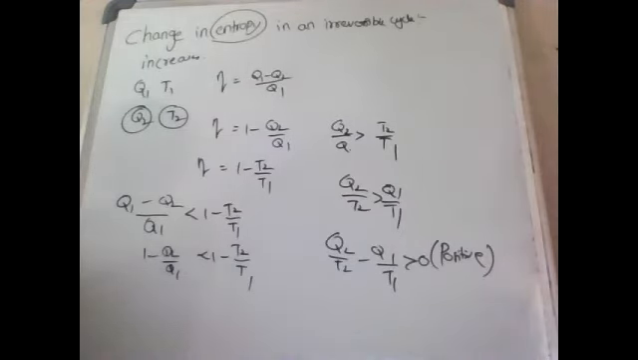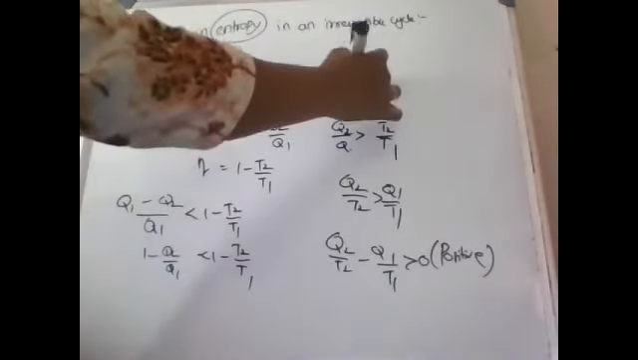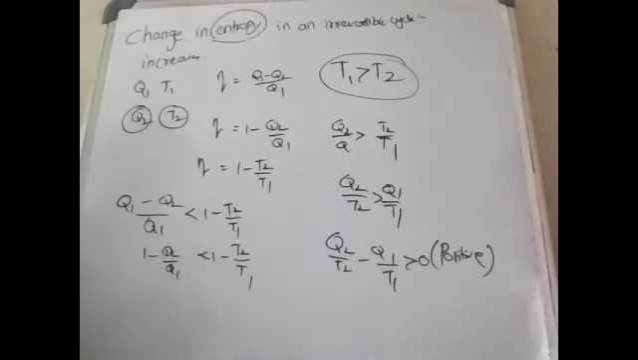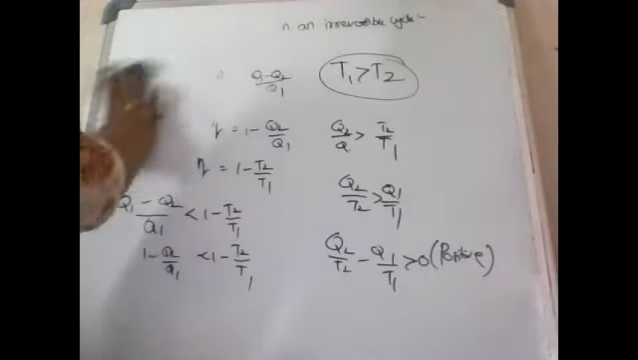So from this last equation, we can say that the entropy of the system increases in all irreversible processes because T1 is always greater than T2. Due to this reason, in irreversible processes, the entropy value always increases. In reversible processes, the entropy change will be equal to 0.